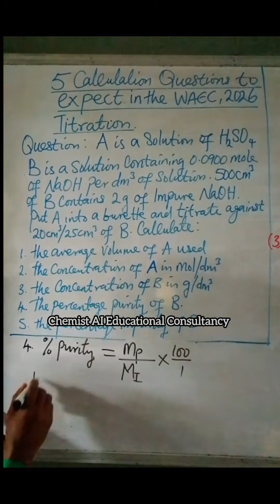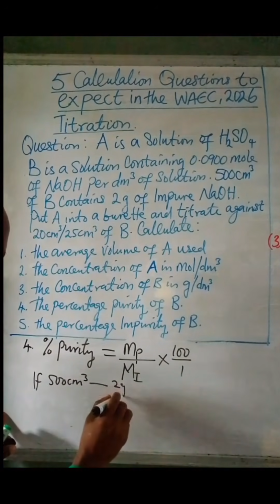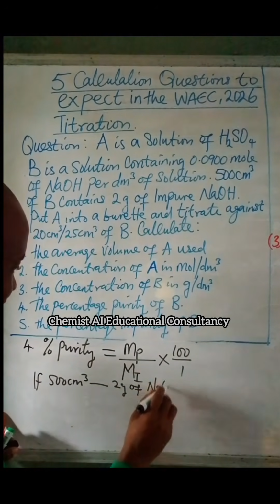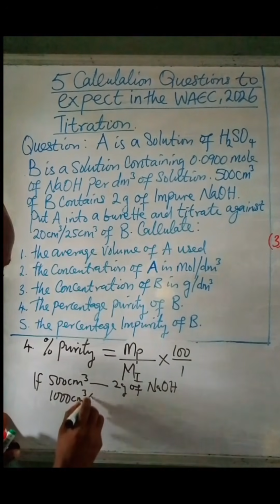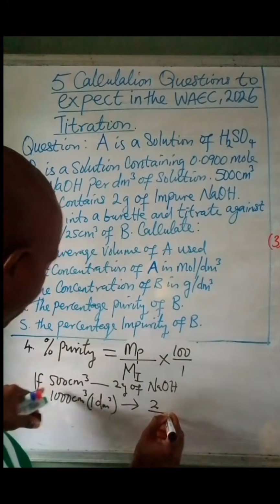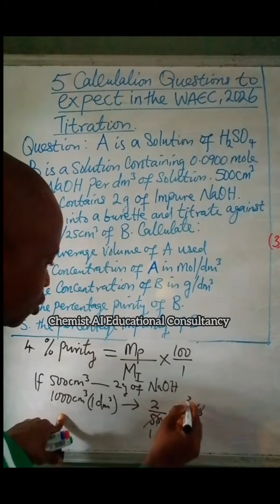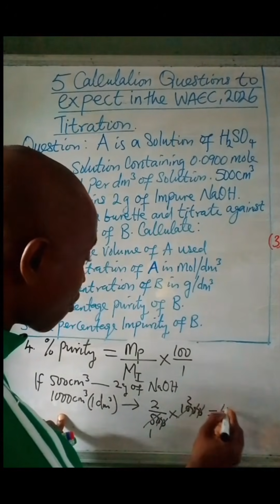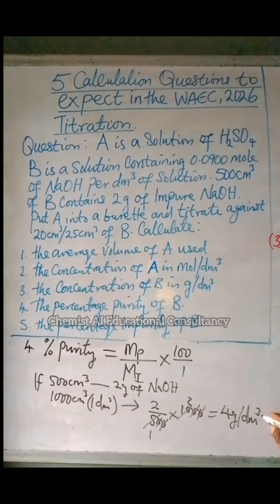So now, if 500 cm cube contains 2 grams of sodium hydroxide, it means 1000 cm cube, which is 1 liter, or 1 dm cube, would contain what? 2 here, divided by 500 times 1000. 5 divides 10 is 2. 2 times 2, 4. 4 grams per dm cube. This is the mass of impure.